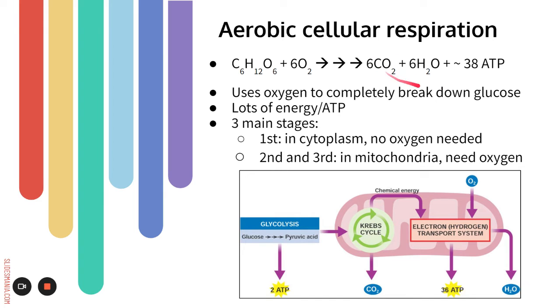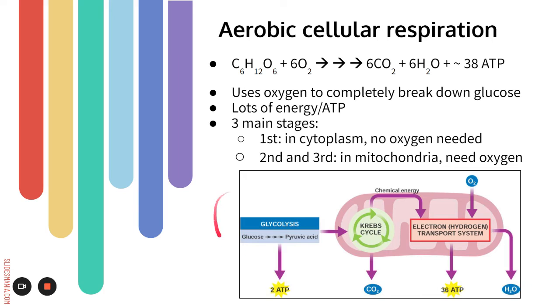Plants originally took carbon dioxide and water and used it to make the sugar, and now we're completely breaking down the sugar back into its component parts of carbon dioxide and water again. So we're using that oxygen to completely break down the glucose back into what it started as. And as a result, we get lots of energy, lots of ATP. And there are three main steps for aerobic cellular respiration.